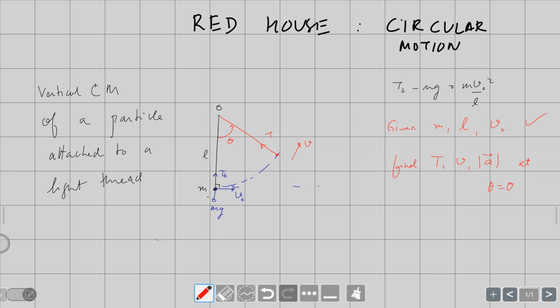At theta equal to 30 degrees, how much is the speed equal to? Provided you know the length, you can calculate the V. And once you calculate the V, then you can calculate the tension, because the tension is self-adjusting.